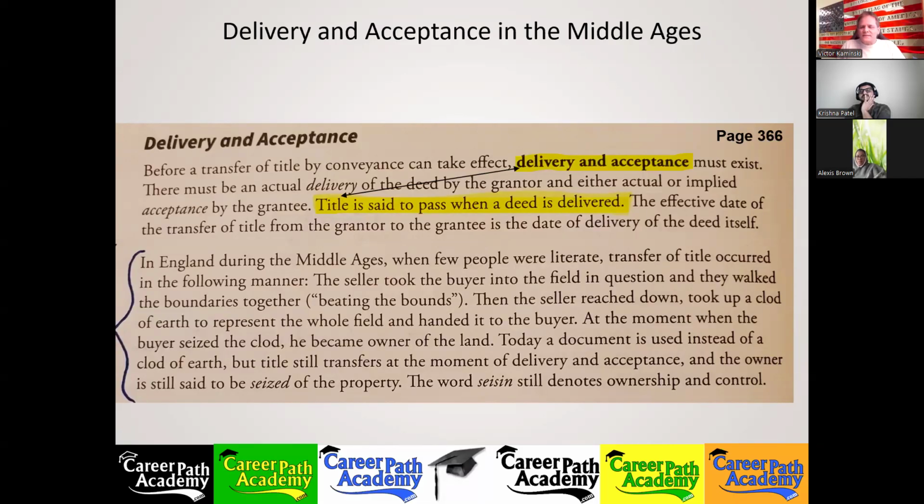So, how did this happen in the Middle Ages? How did we transfer ownership of property when people were illiterate and did not know how to read or write? So, title is said to pass when a deed is delivered. Highlight delivery and acceptance. Title is said to pass when the deed is delivered, because that's when the transfer of ownership takes place. But what happens if they don't know how to read or write? How do we transfer that ownership?